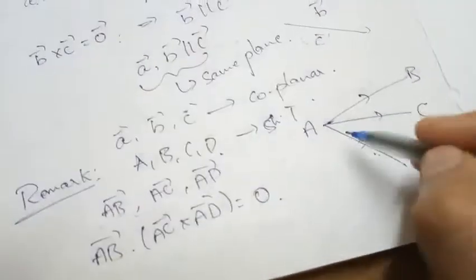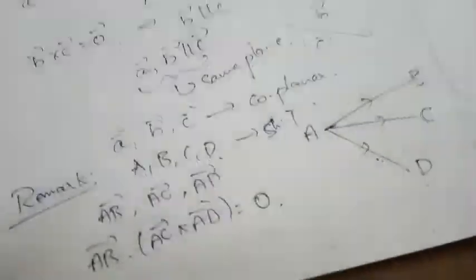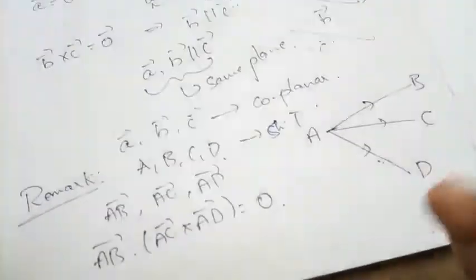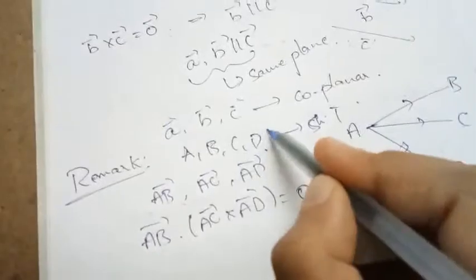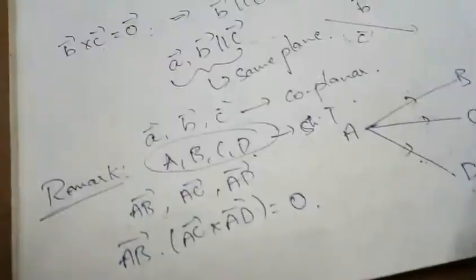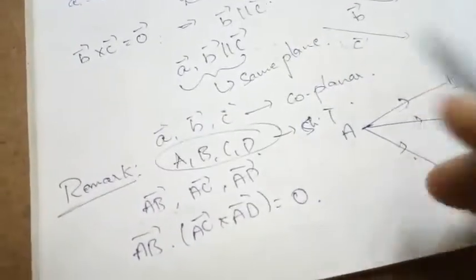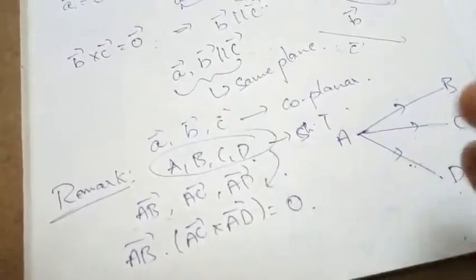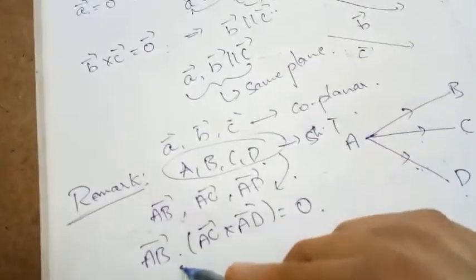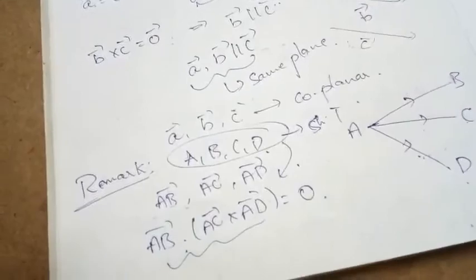If three vectors are lying in the same plane, what does that imply? A, B, C, D, that is the 4 points, are lying in the same plane. So showing that any 4 points lie on the same plane can be done with the concept of coplanarity of three vectors.